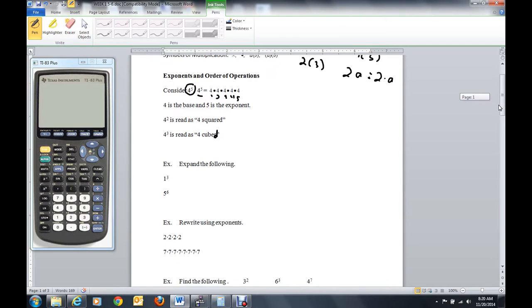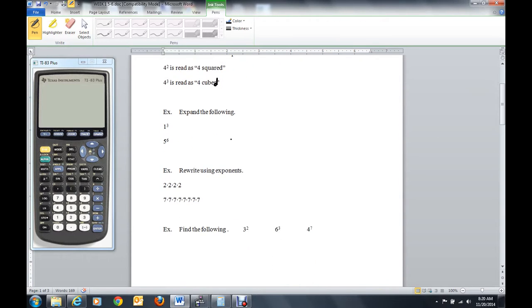So let's just do some quick examples. Let's find 1 to the 3rd. It just says expand it, so we're just going to expand it. So 1 to the 3rd is the same as 1 times 1 times 1, because the exponent of 3 means you multiply it 3 times. 5 to the 6 means you multiply the 5, not once, not twice, not 3, not 4, not 5, but 6 times. And that's what you do.